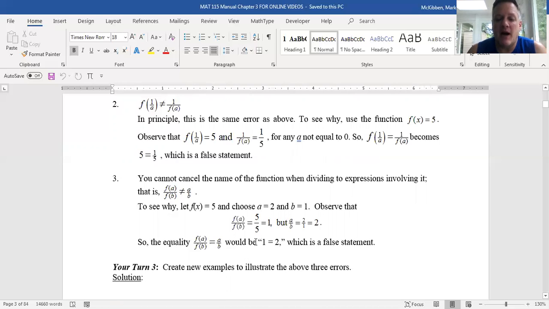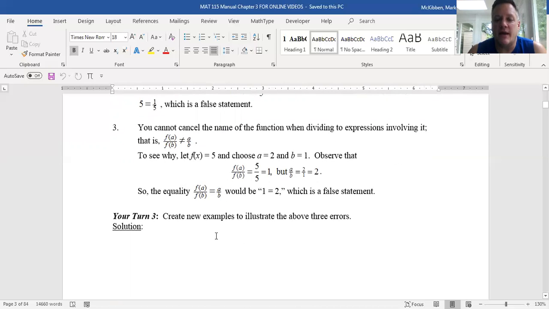Okay? On your own here, I don't have extra examples. I provided them in the example. But you want to actually create your own examples just to cement these ideas in, that these quantities just don't hold.